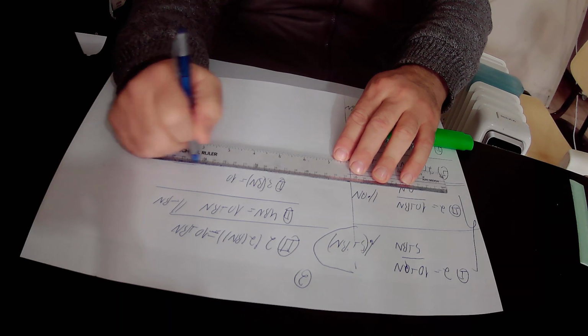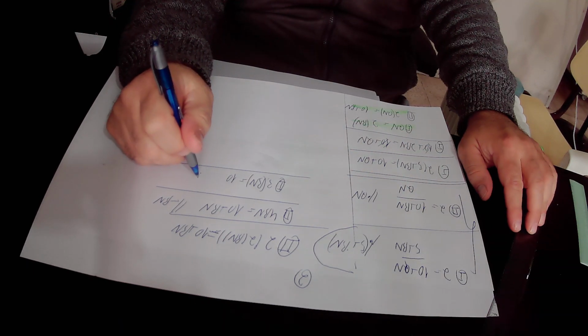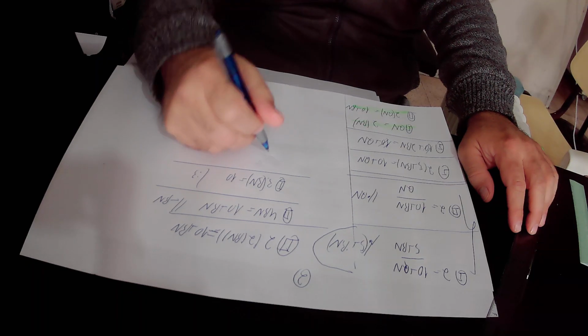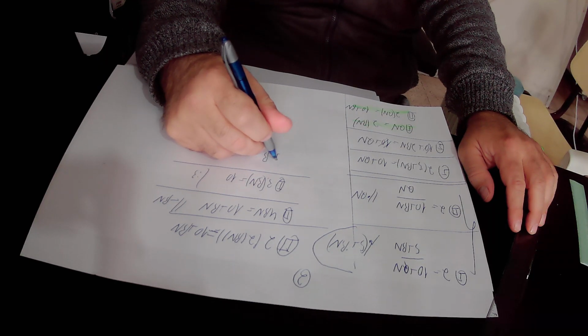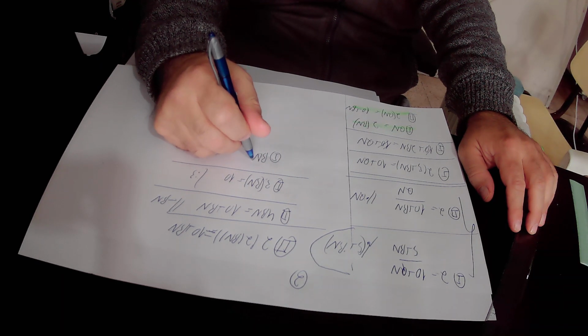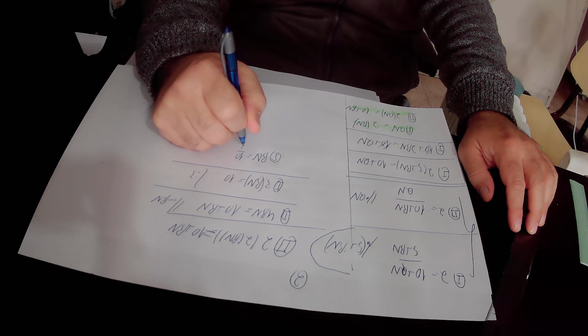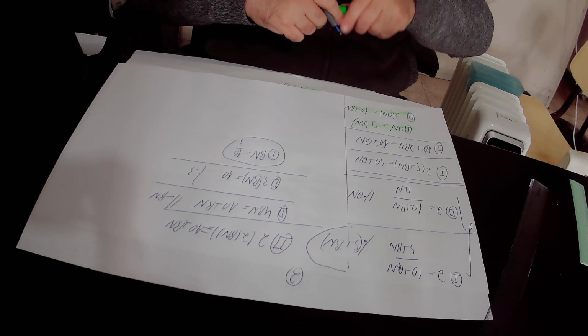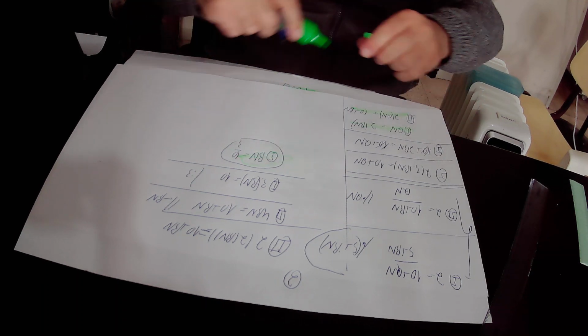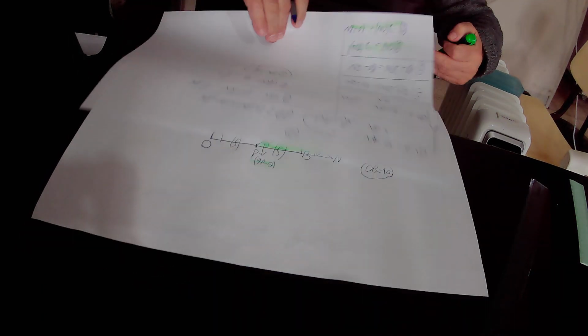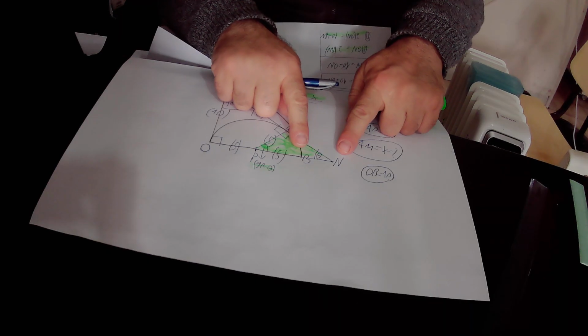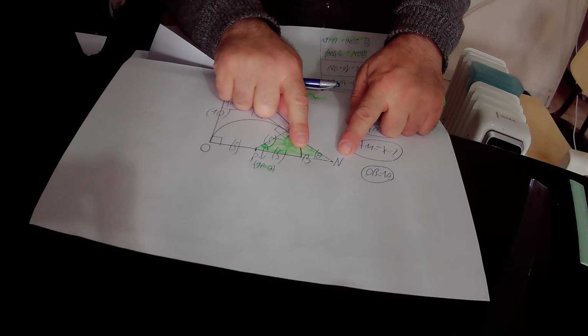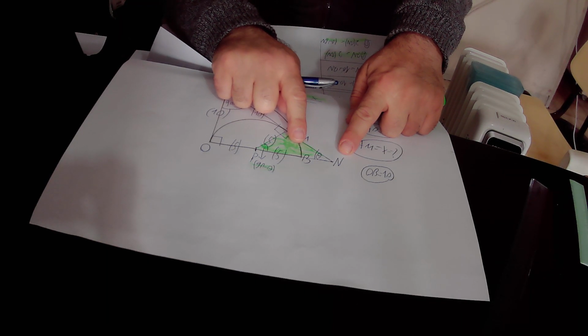Here we divide this equation by 3. And finally we get that Bn equals 10 over 3 units. So Bn equals 10 over 3. We write down in the original drawing that this segment Bn equals 10 over 3 units.